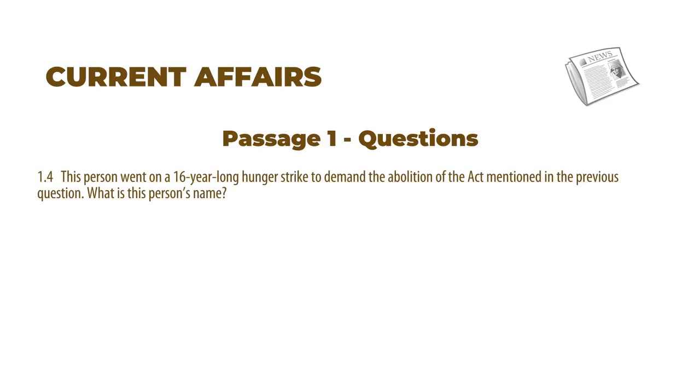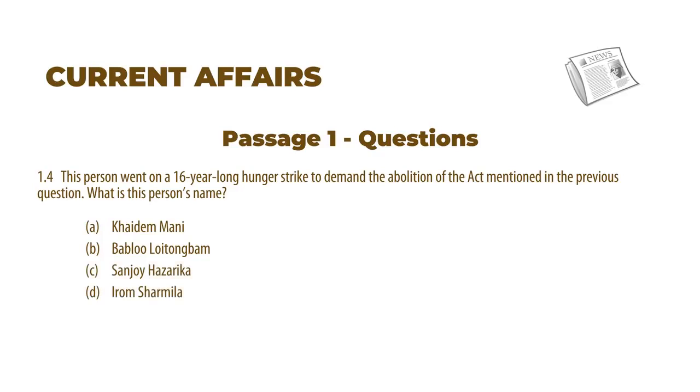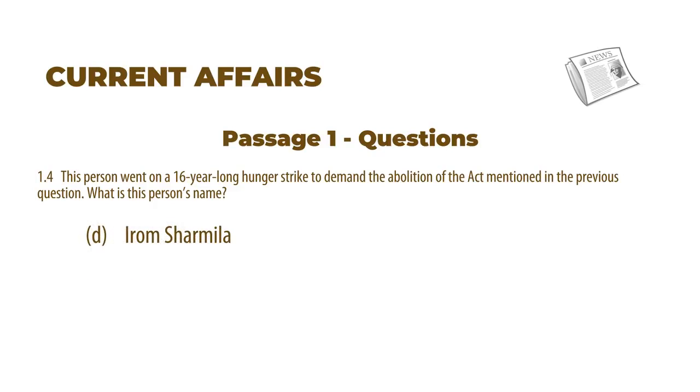This person went on a 16-year-long hunger strike to demand the abolition of the act mentioned in the previous question. What is this person's name? Your options are A. Khaidam Mani, B. Bablu Loingtongbam, C. Sanjoy Hazarika, or D. Irom Sharmila. The correct answer is D.